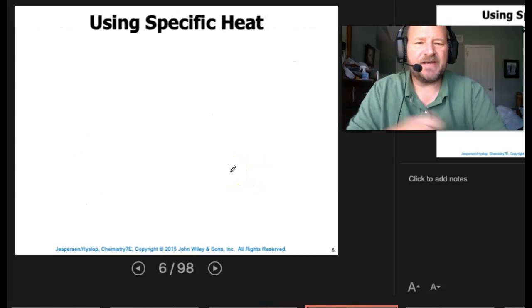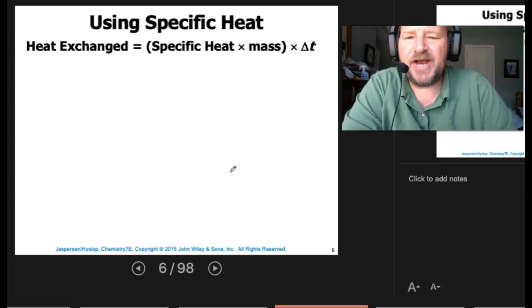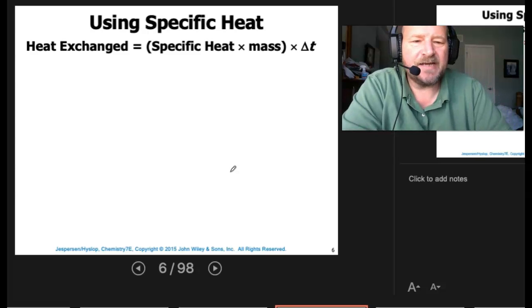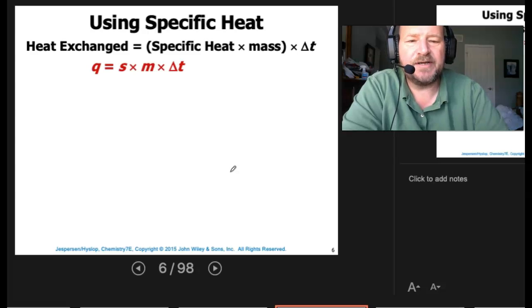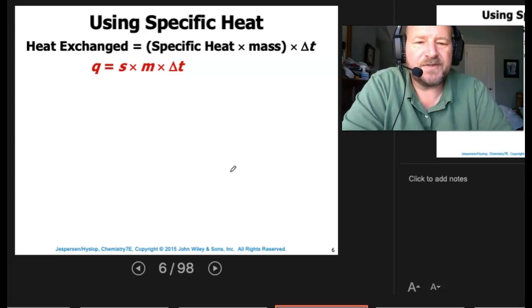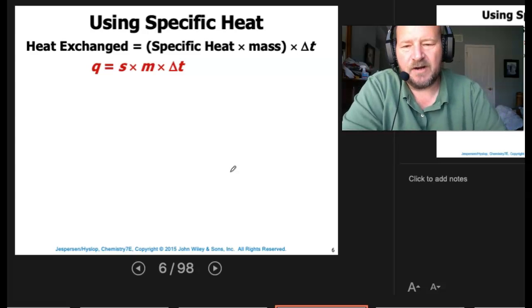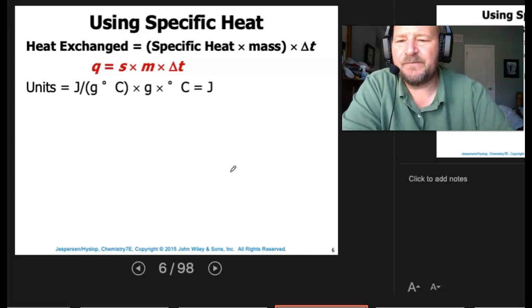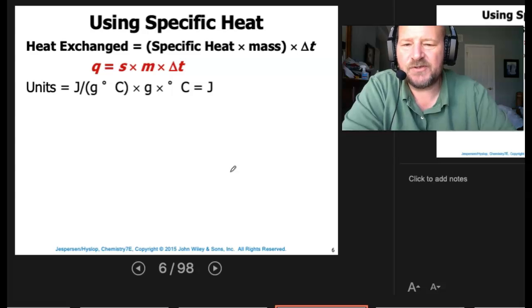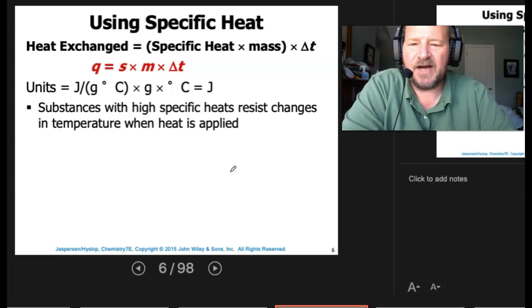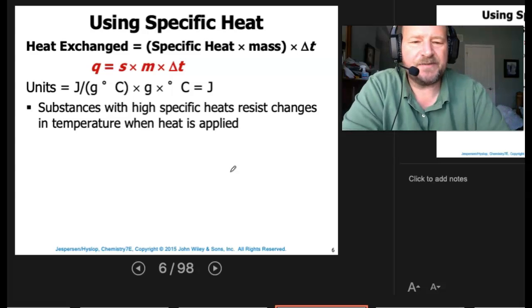All right, so using specific heat then, heat will be exchanged. That means that specific heat times mass times a delta T. So Q is heat. It's equal to now specific heat times mass times delta T. Now remember, that's the same as the capacity, right? So specific heat and mass together. So these equations are very much like what we saw, except now we're going to be able to break down the specific heat and the mass. The units here, right, you'll have joules per gram degree C times gram times degree C, which means it's going to equal joule. And substances with high specific heats resist change in temperature when heat is applied.